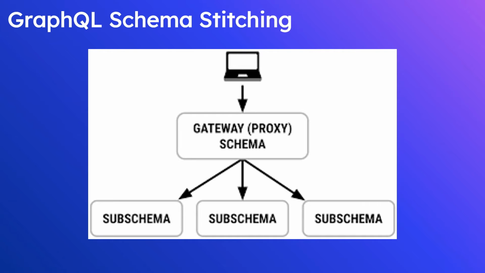The next one is simplified data fetching. Instead of sending multiple queries to various services, clients can get all the data they need with just one query to the unified schema. The next one is improved maintainability. Each service can operate independently and grow. The next one is easy integration. The integration becomes very easy considering the gateway takes care of communicating with multiple subschemas and services.